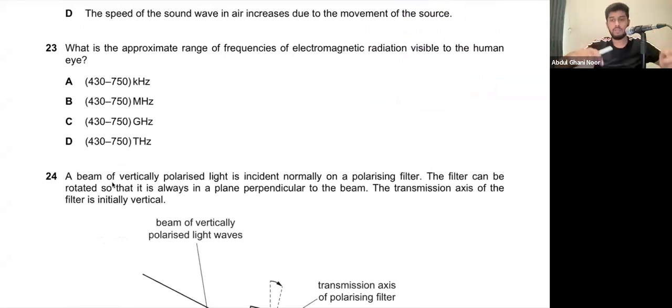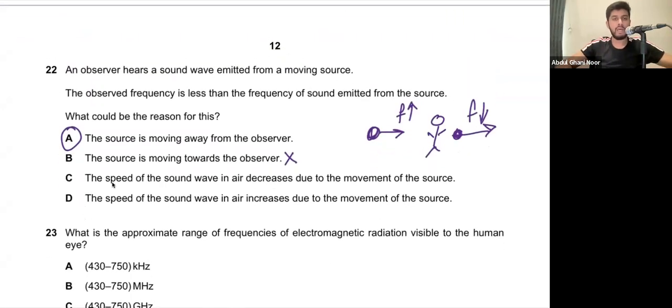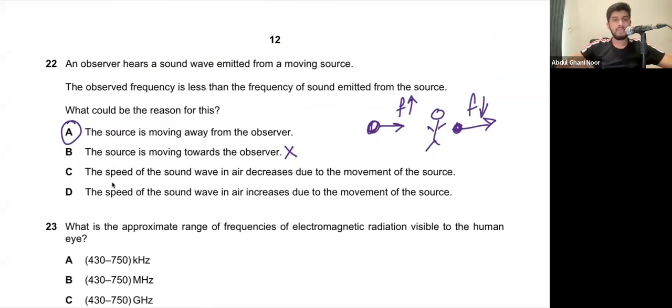Haji, can I explain it again? Yes, I can. The question says that the observed frequency is less than the actual frequency. Doppler effect में ये होता है कि अगर एक source आपकी तरफ आ रही है, if it's moving towards you, the observed frequency is greater than the actual frequency. If the source is moving away from you, the observed frequency is lesser.